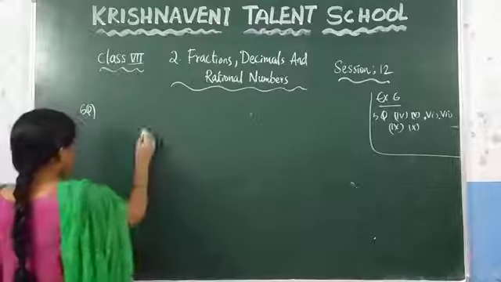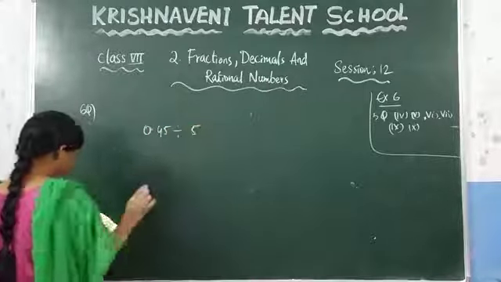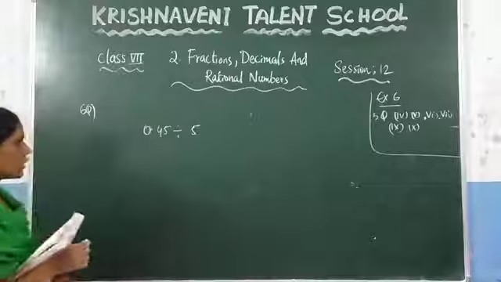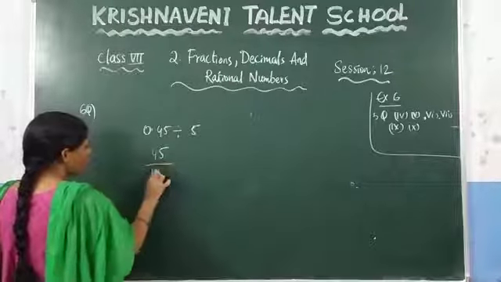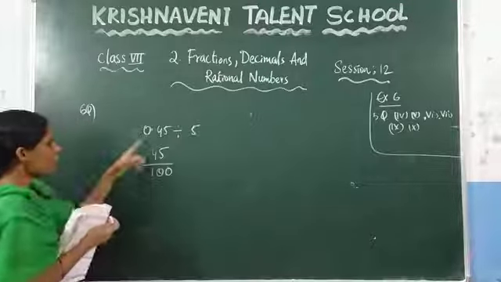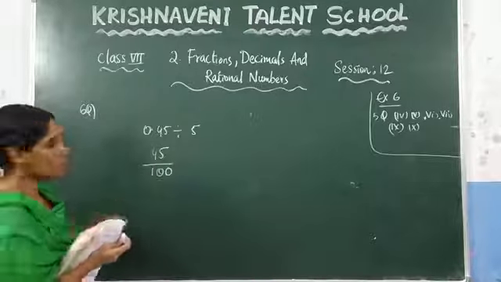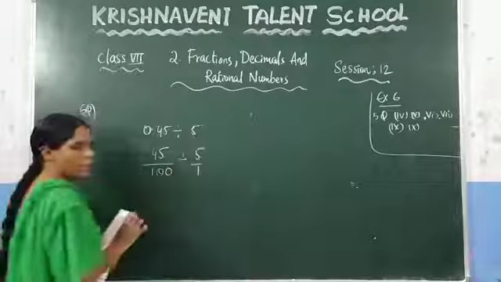In the second one, what they have given is 0.45 divided by 5. So here you need to find the division of these two numbers. So write it here. You can write 0.45 as 45 by 100, because after the decimal point, two numbers are there. In the denominator, keep 2 zeros. Divided by 5 by 1. You can write 5 as 5 by 1.